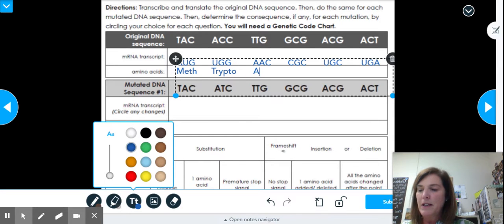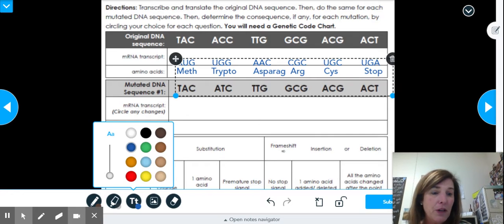AAC was actually asparagine. So I'm just going to write a little bit of the word. CGC was arginine. So I'm just going to write arg. UGC was cysteine, and UGA was stop. So that is my original DNA strand, if it is working properly.